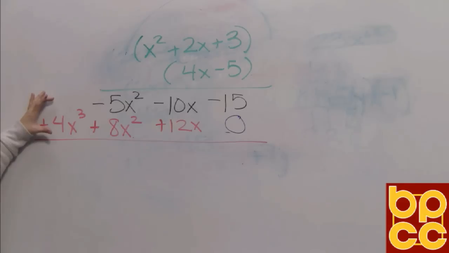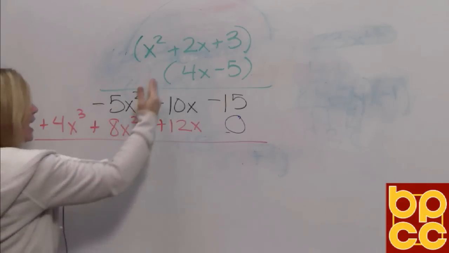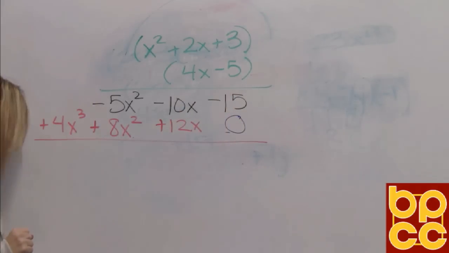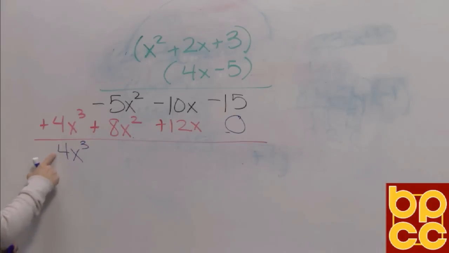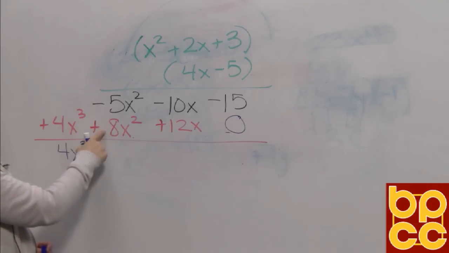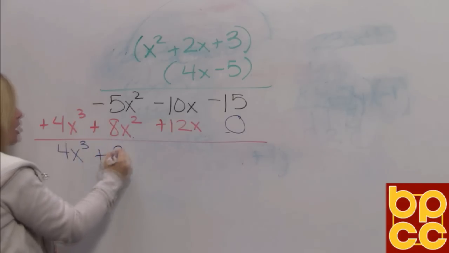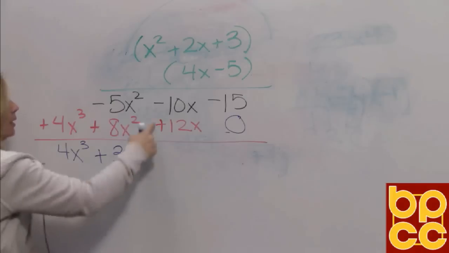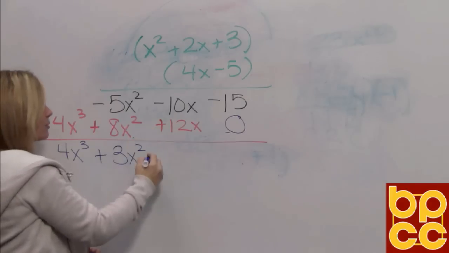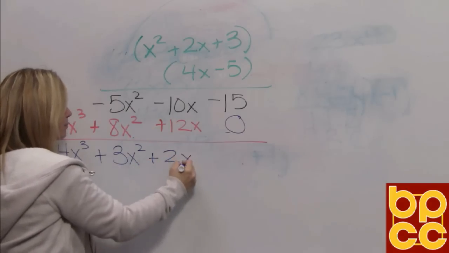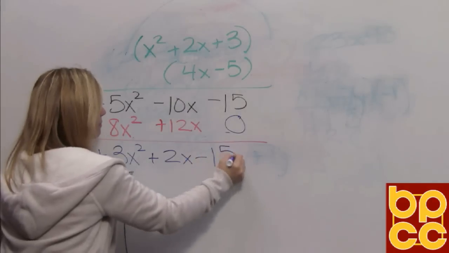But this method, you don't even have to think. All the like terms are already lined up. So we have nothing to combine with the 4x cubed. It would come down. And because it's the leading term, we don't need to write the positive. Negative 5x squared and positive 8x squared. Different signs mean to subtract. Give the sign of the larger. Negative 10x, positive 12x. Different signs subtract. Give the sign of the larger. And then bring down the constant.